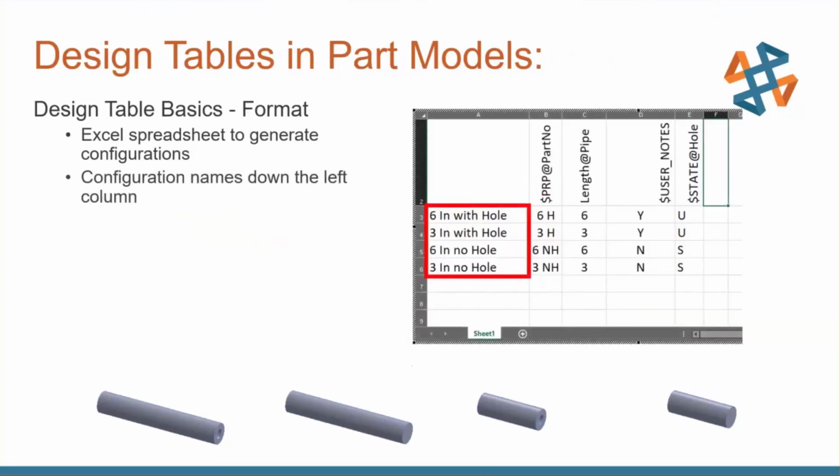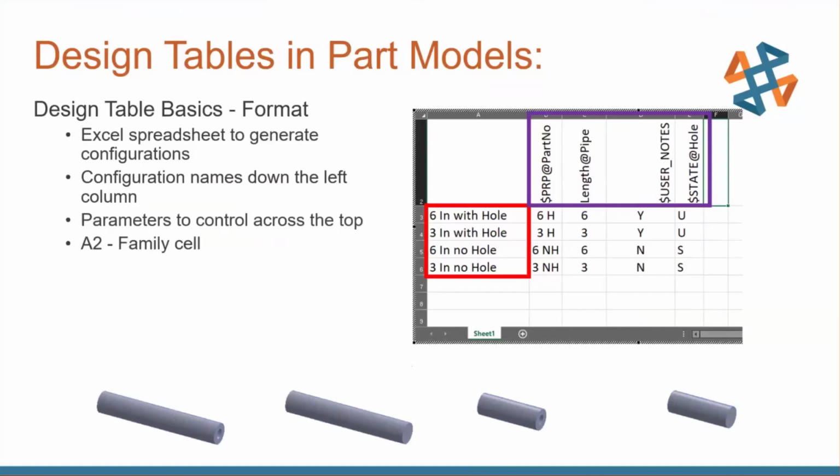Now, when we look at a table, we have to place the information in very specific locations. So all of our named configurations are in column A, that left-hand side. Every parameter that we would like to control is across the top. You can see $PRP at part number, that's the part number. Length at pipe is a dimension. $state at hole is for feature suppression. So everything goes by default in that row 2.